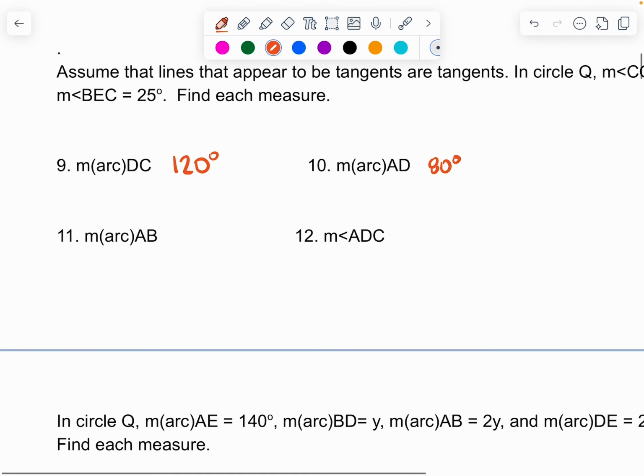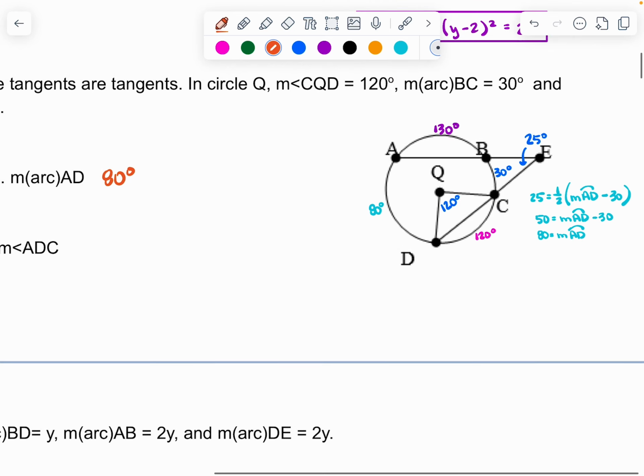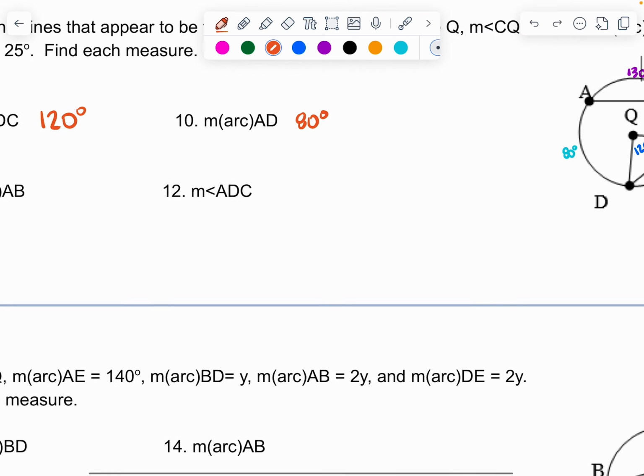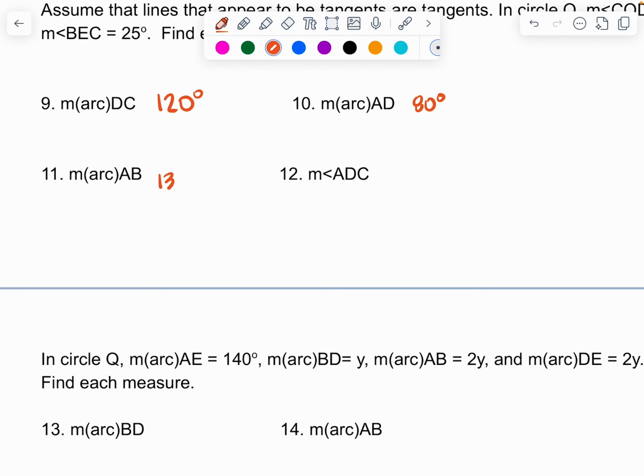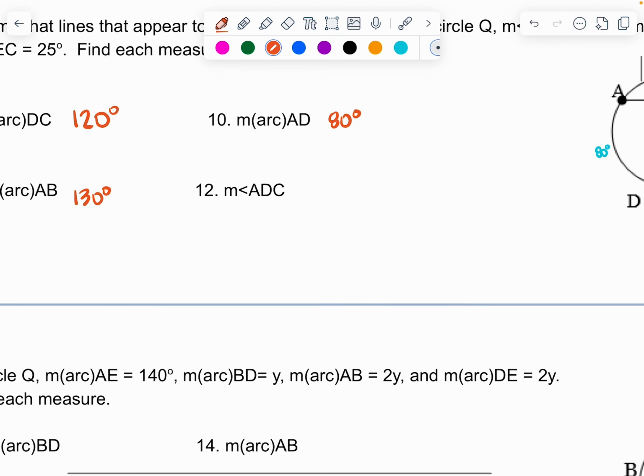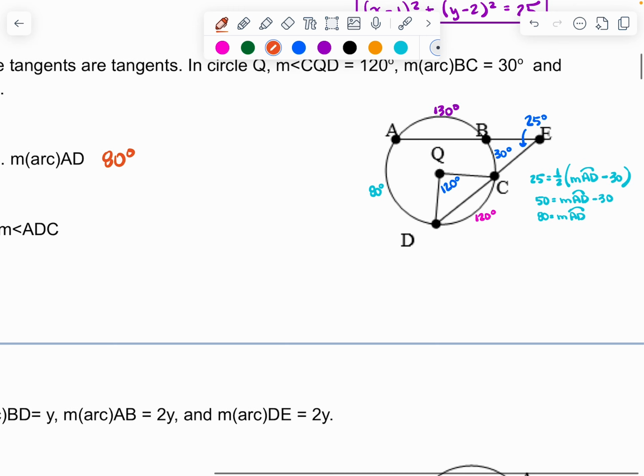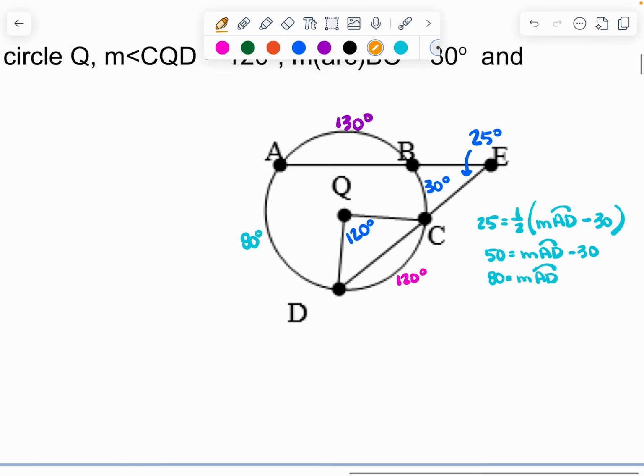And then 11 asked for the measure of arc AB. Oh, we found him last because he was all the leftovers. So that's 130 degrees. And then the measure of angle ADC. Now this one is kind of tricky because you're like, ADC, I don't see angle ADC. That's because he's not drawn. So you are going to need to actually go in and draw angle ADC.